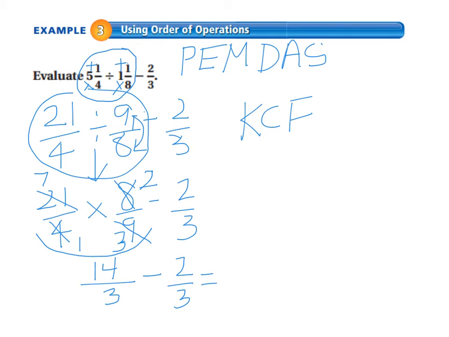That worked out nicely because I have common denominators, so I can do that subtraction. And that would leave me with 12/3. Again, that's an improper fraction, so I'd like to make that into a whole number or mixed number, and in this case it is a whole number because 12/3 is exactly the same as 4. There are 4 groups of 3 in 12. So this whole problem comes down to the solution that 5 1/4 divided by 1 1/8 minus 2/3 equals 4.